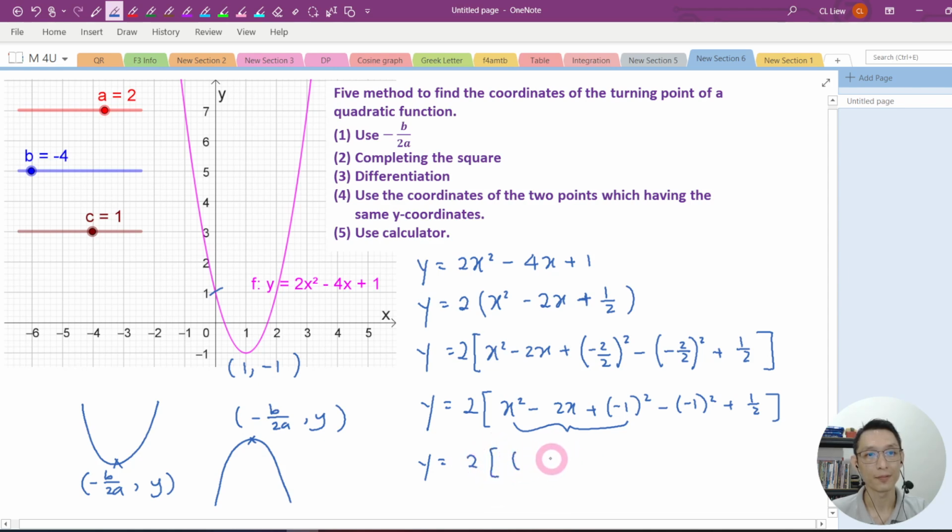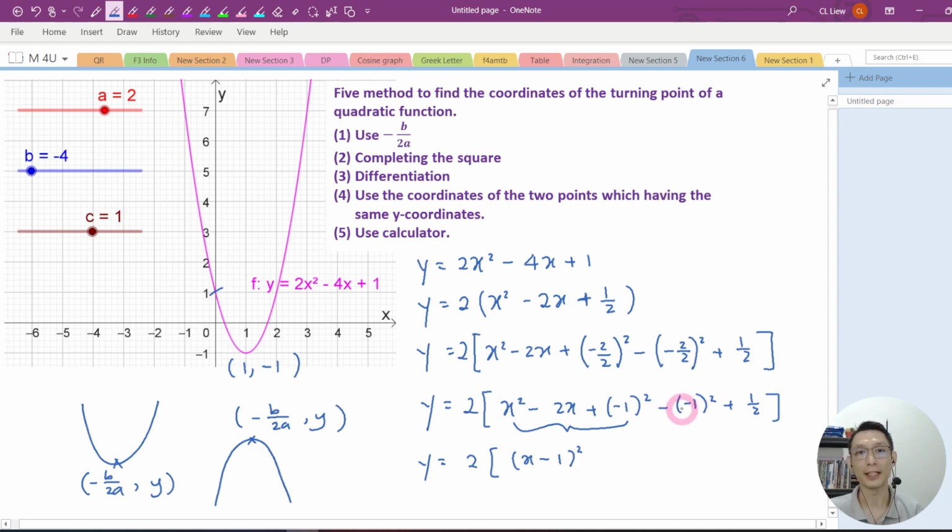It becomes x, only x, not x squared. And you look at what is inside this parenthesis, negative 1, right? So you just write negative 1 and then put the square outside the parenthesis. Okay, so at the back here, you need to be extra careful for this one.